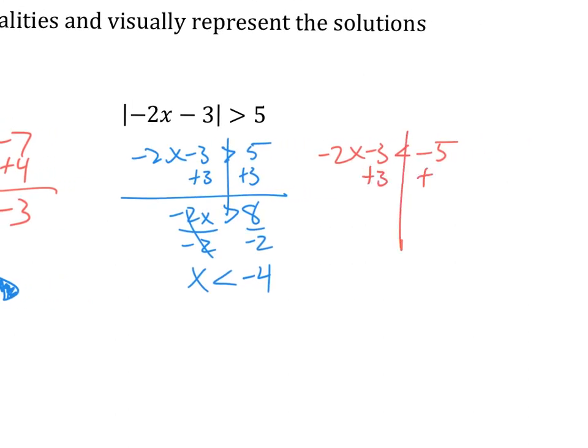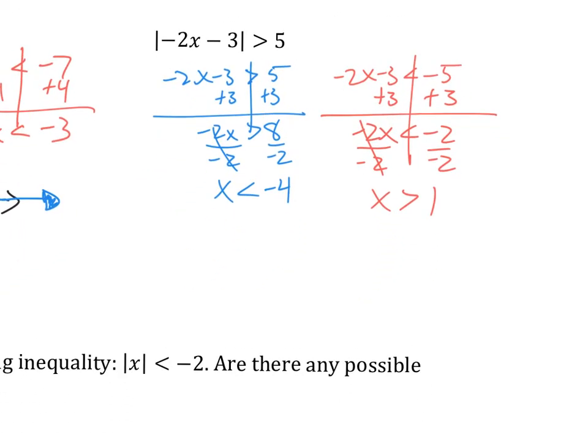Same steps, okay, just a little bit different numbers. We'll add 3 on both sides. Get -2x is less than -2. And then we'll divide by -2 on both sides, but when we divide by a negative, we have to flip our inequality symbol. So we'll get x is greater than -2 divided by -2, which is 1. Okay, so if we were going to graph this, we want x is less than -4 and x is greater than 1.